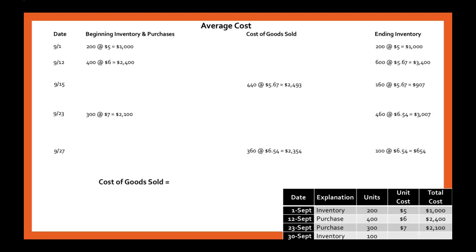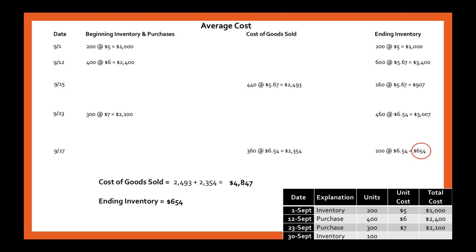So now we can calculate our cost of goods sold and our ending inventory for average cost. It's going to be the same process as we did for FIFO and LIFO. So for cost of goods sold, we're just looking at our cost of goods sold column. We want to take those two total amounts, the $24.93 and the $23.54. We add those together and we get a cost of goods sold of $48.47. Now, our ending inventory. So we take a look on the 27th and we see that our 100 units are worth a total of $654. So our ending inventory is just that $654.